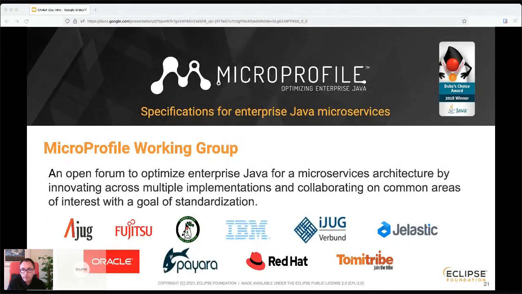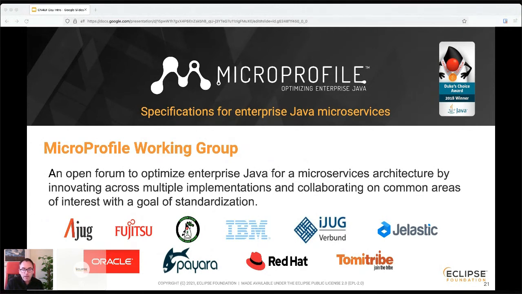The MicroProfile Working Group is designed to run enterprise applications with reliability, availability, scalability, and performance. That delivers application portability across multiple MicroProfile runtimes, and it's a natural extension of Java EE developers' existing skill set.